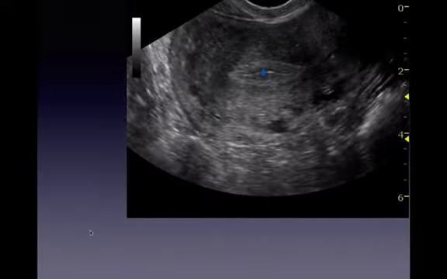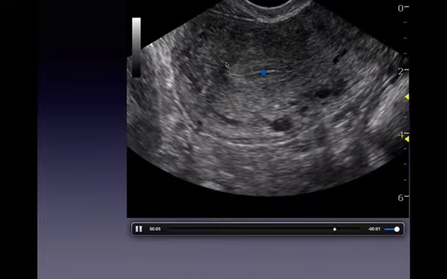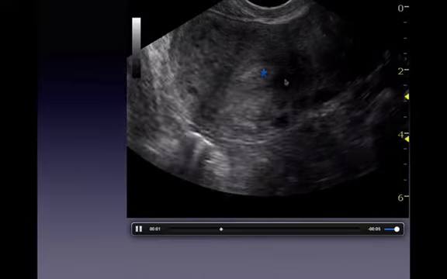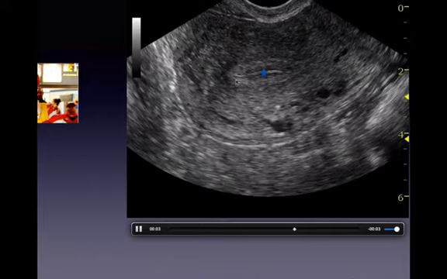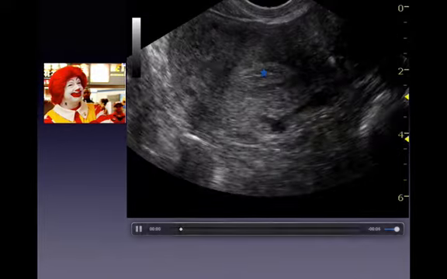Here's an example of the trilaminar shape of the endometrium. And this creepily reminds me of this guy's lips, doesn't it?